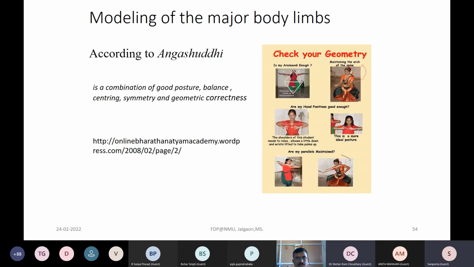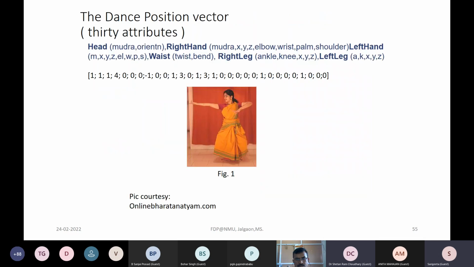Another important thing is we consider that a dancer knows Anga Shuddhi, like is she following a proper rhomboid structure or a straight hand? Because what is correct and what is wrong is not what the system is going to teach. The system is only going to generate choreography. You have to have your Anga Shuddhi. So considering all these, we designed a 30 attribute vector which looks like this.